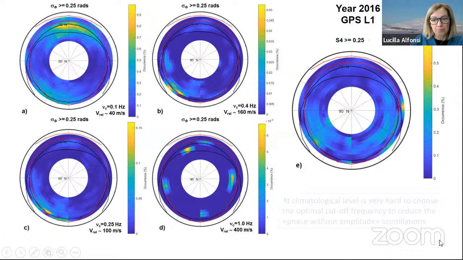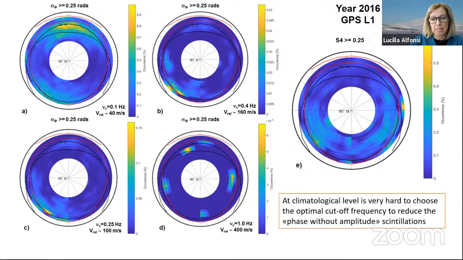The problem is that at climatological level, it's very, very hard to assign the optimal cutoff frequency, simply because the conditions at high latitude are so dynamic, so fast moving, given the velocity of the plasma, that it is almost impossible to decide a fixed cutoff frequency level to refer to when we deal with the high latitude ionosphere over 15 years of data, over years of data. So it's a very, very difficult task.